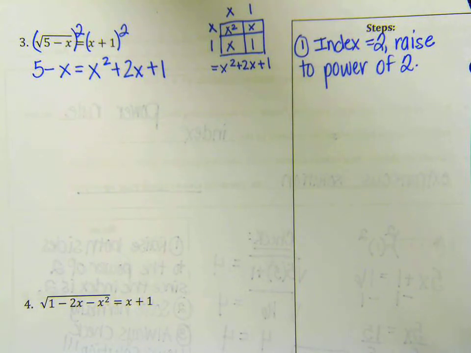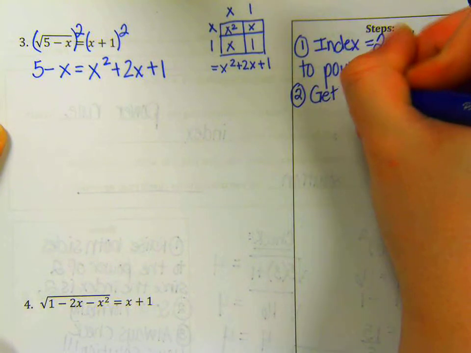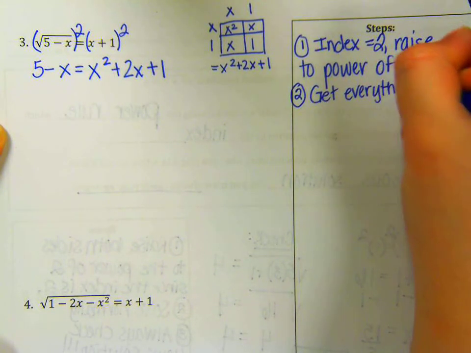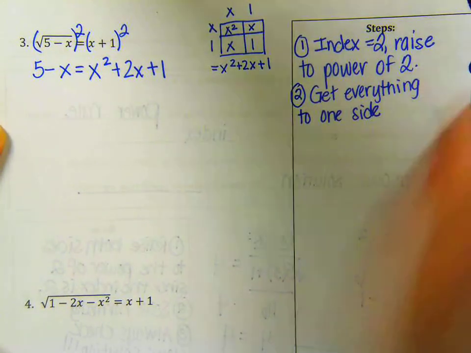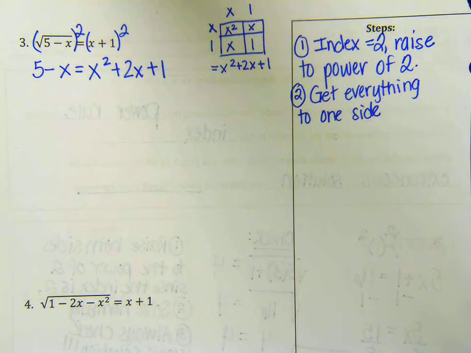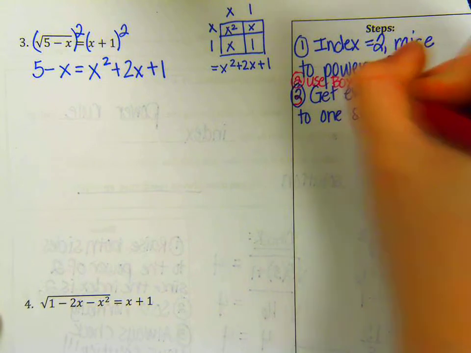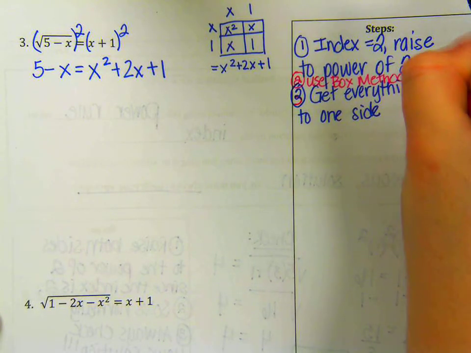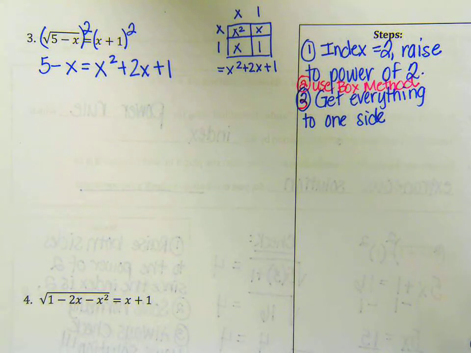From there, I'm going to have to do some of my inverses in order to get everything to one side. What about the box method? We could if you wanted to. Call that step 2, use box method. That's kind of included in the fact that you're multiplying, but we'll put that in there so that you remember to do that.